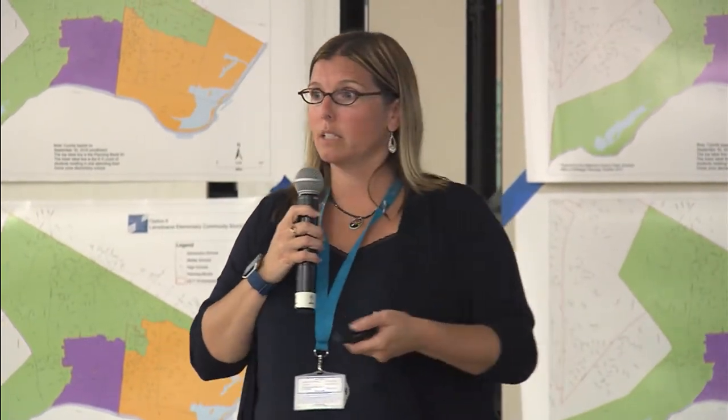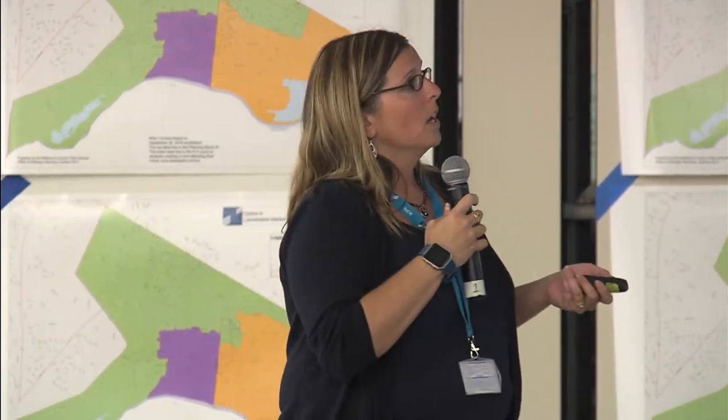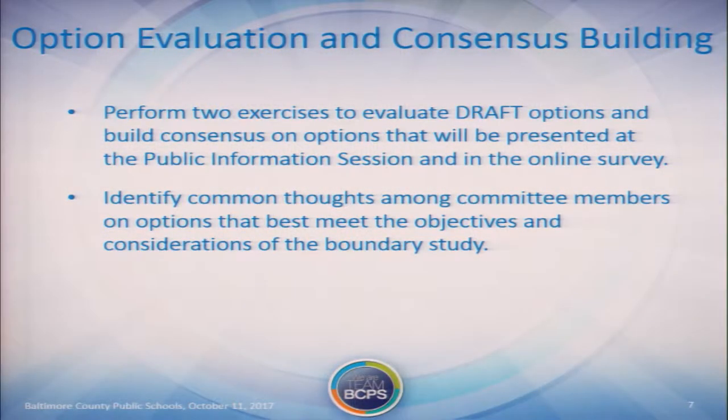Tonight, like I said earlier, we're going to do two exercises to try to narrow down to ultimately around 3 or 4, which is what's typically taken to the public information session. And then we would like you to work together to identify common thoughts on these and reasons why you're narrowing. So when you get up here to talk about why you're selecting what options, try to tell us what objectives, what considerations those meet. Ms. Bell is going to go over the first exercise.